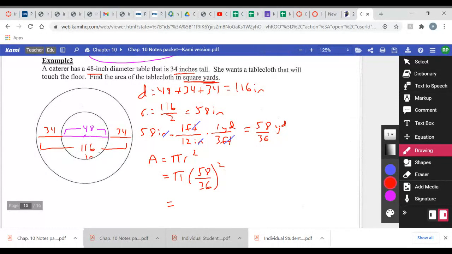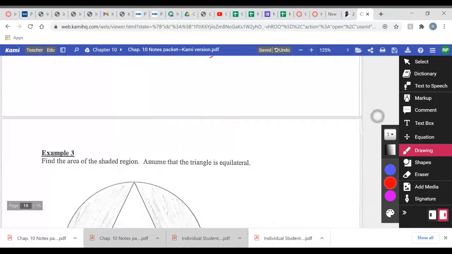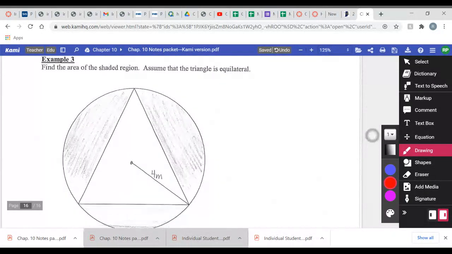And then I'm hitting equals, and I got 8.2, rounded to the nearest tenth. And again, I had converted into yards. The area is always going to be squared units, so I'm saying 8.2 yards squared. All right, 3 pages down. Nice job. 1 to go.